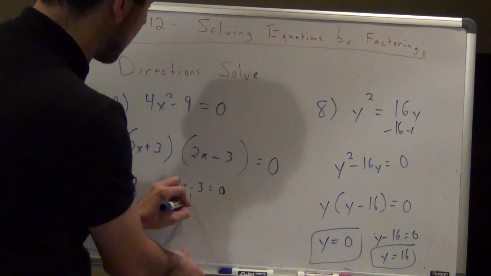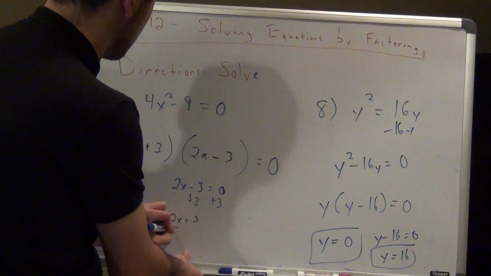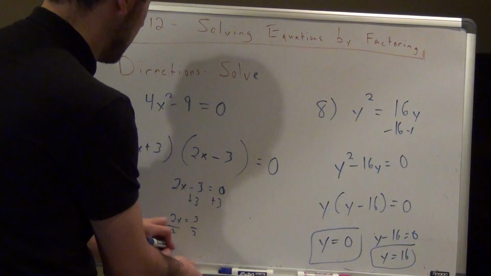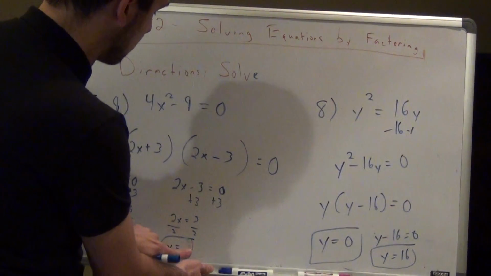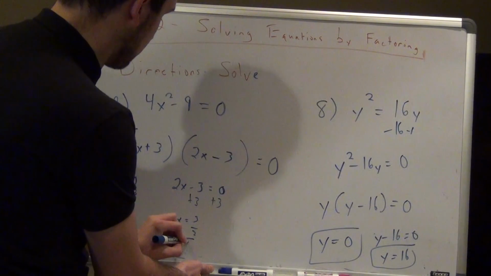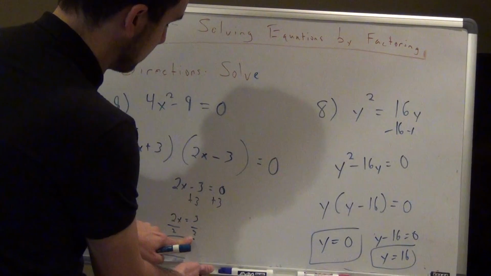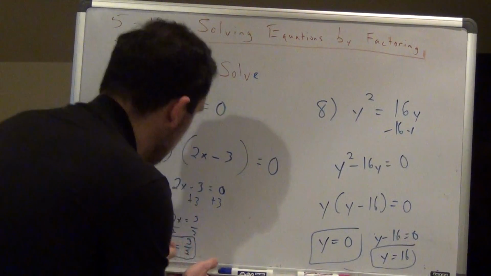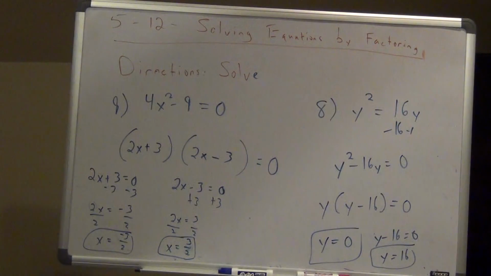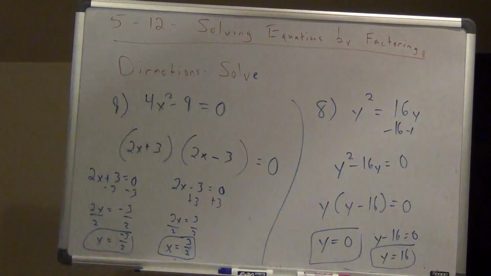And then here I'm going to add 3. So I get 2x equals 3. Divide by 2, and x equals 3 halves. So I get x equals 3 halves and x equals negative 3 halves. I wish I could write 3 halves a little neater, but I think you guys get the point. So x equals 3 over 2 and negative 3 over 2. Beautiful. So that was just difference of squares. It's good practice to remember all our factoring tools.